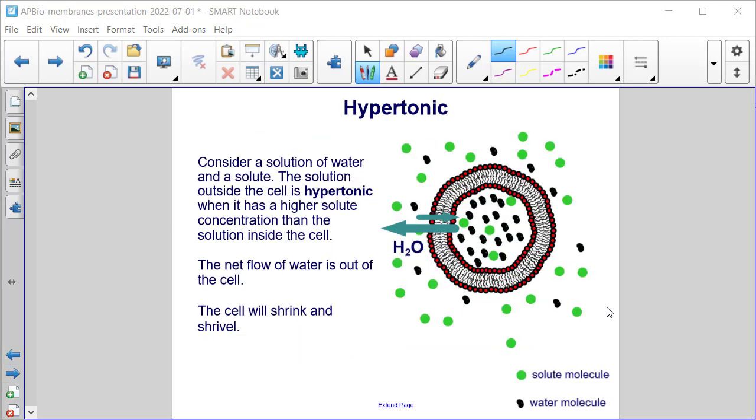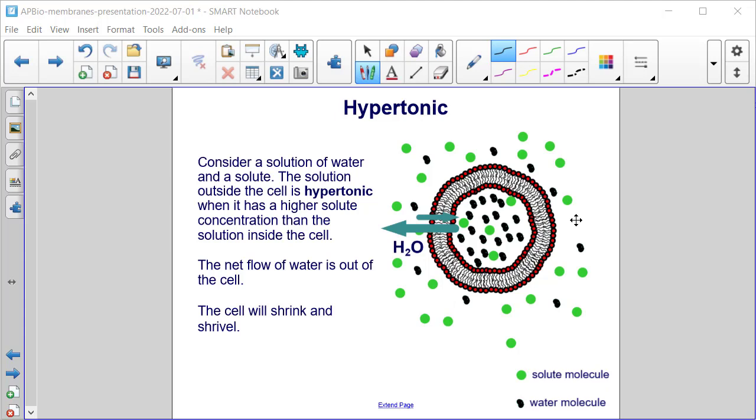First, hypertonic solutions. Consider a solution of water and solute. The solution outside of the cell, outside here, is hypertonic when it has a higher solute concentration than the solution inside the cell. So in green, we have our solute molecules. So you see you have just a few solute molecules inside the cell and a lot of water. Outside the cell, you just have a little bit of water and a lot of solute molecules. So highly concentrated solute molecules outside of the cell.